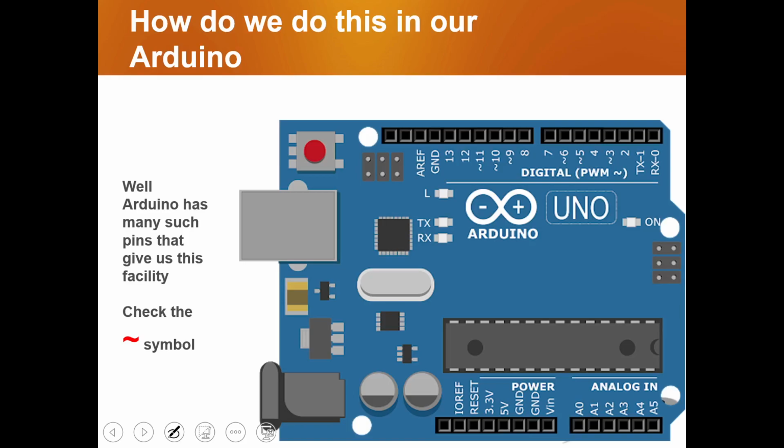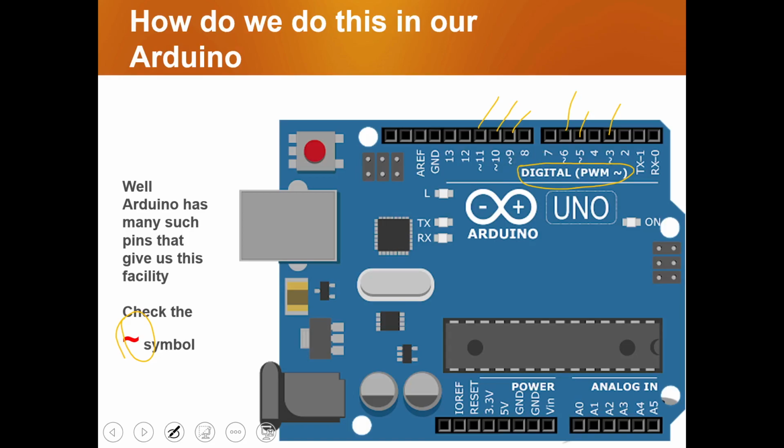Now let's see how we do this in our Arduino. What are the different pins where we can achieve that? Wherever we have this tilde symbol on the board, that pin can act as a PWM. One is this, then we have 6, then 5, then 3. Any more? No. Also, you can see it is mentioned here, digital PWM, with that symbol.